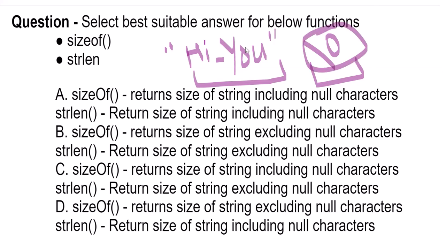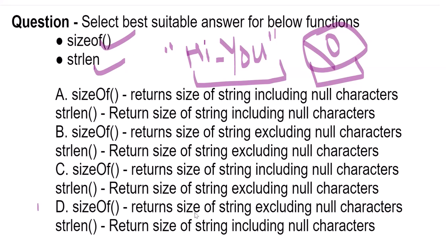So what we learned is that when we use strlen, we don't consider the null. But when we work with sizeof, we do consider the null, and the output will be 7 in that case, meaning a size of 7 bytes. So here we have 4 options, and we have to find which one is correct. If you start from D, D says it returns the size of the string excluding null characters.